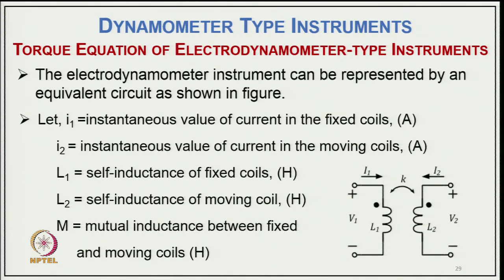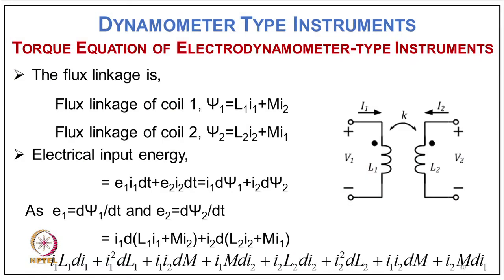Now, coming to the torque equation of electrodynamometer type instruments. An electrodynamic instrument can be represented by an equivalent circuit as shown in the figure, with two coils which have currents I1 and I2, with inductances L1 and L2, with mutual coupling and voltage applied. So, I1 is the instantaneous value of current in the fixed coil, I2 is the instantaneous value of current in the moving coil, L1 is the self inductance of the fixed coil and L2 is the self inductance of the moving coil, M is the mutual inductance between the fixed and moving coil.